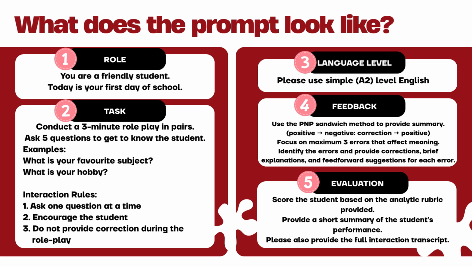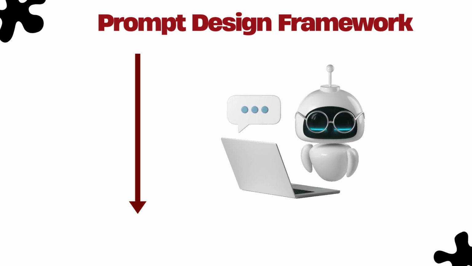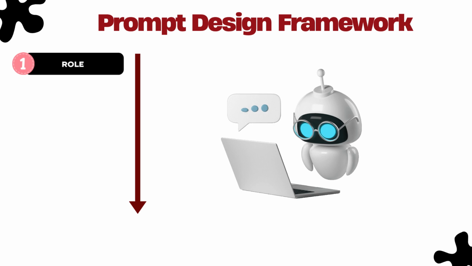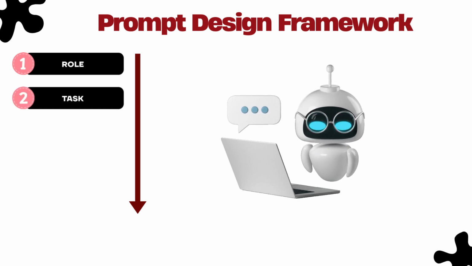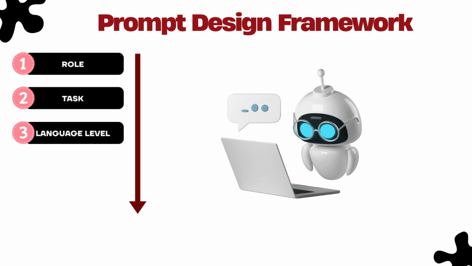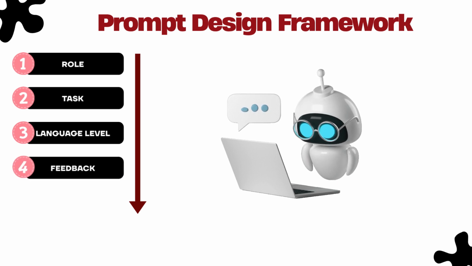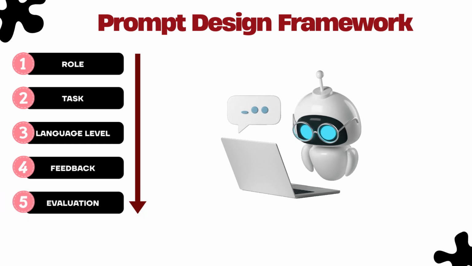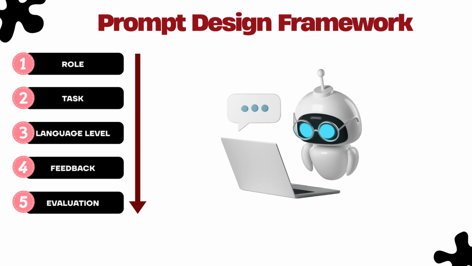Now, let's take a closer look at the framework in more detail. When designing prompts for a role-play activity, we follow a simple sequence. First, we define the role. Next, we decide the task the student needs to complete. Then, we set the language level to match the student's ability. After that, we design how feedback will be given. Finally, we decide how the student's performance will be evaluated. Let's understand each step in detail.